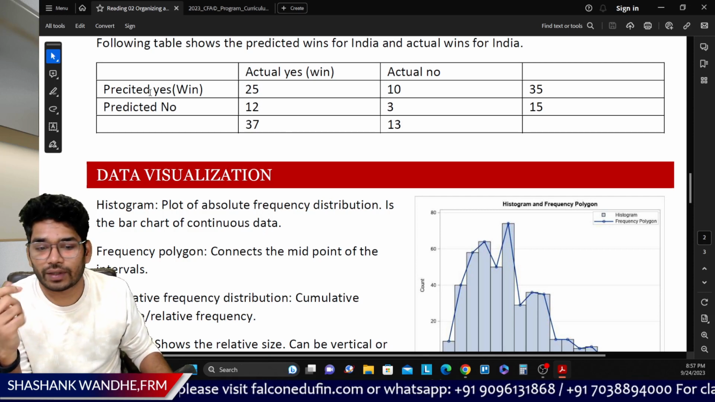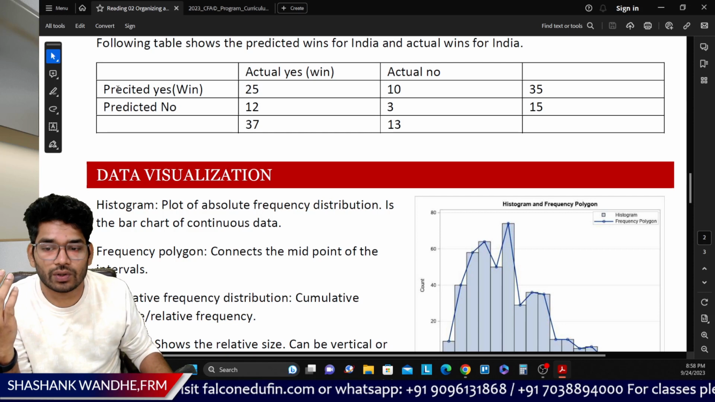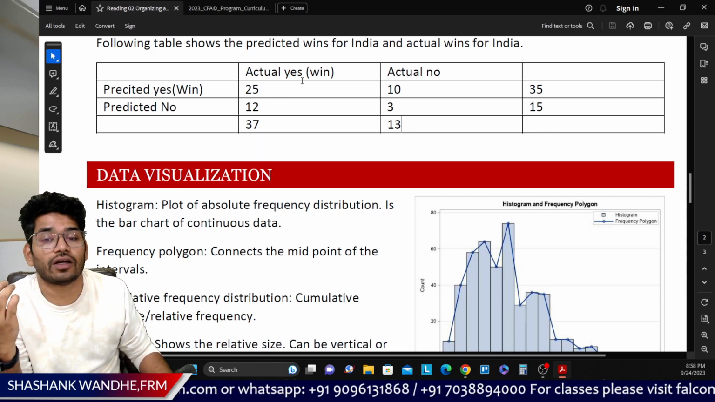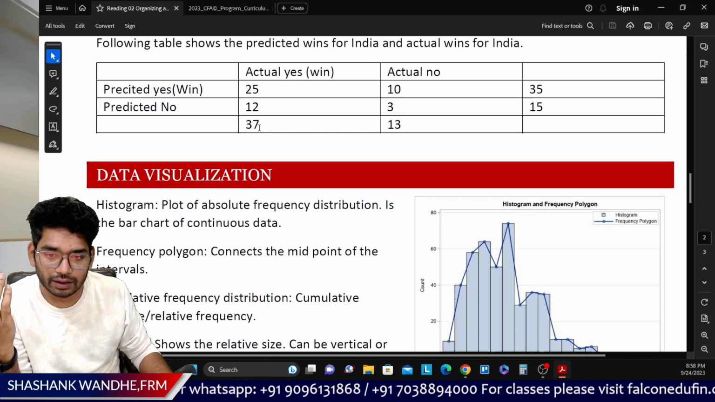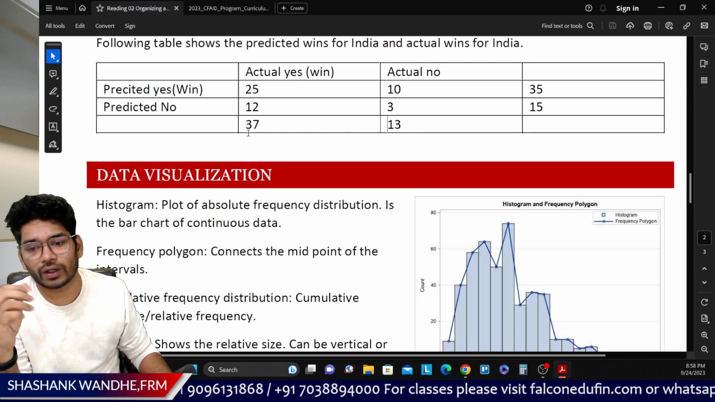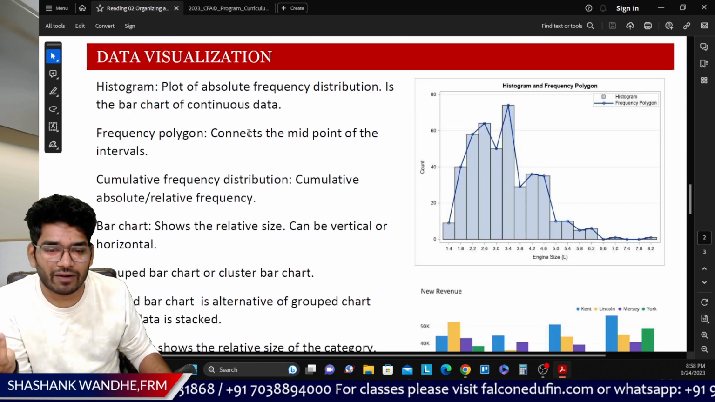So this is how you calculate or create a confusion matrix. So here, predicted yes 35, predicted no 15, actual yes, that is actual wins 37, and actual no 13. Okay, this gives us the power of prediction.